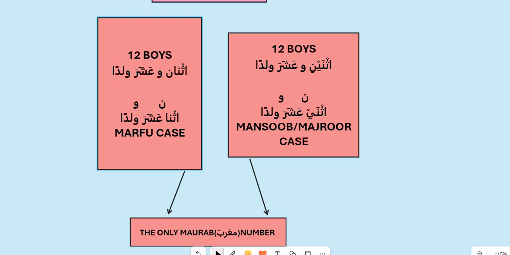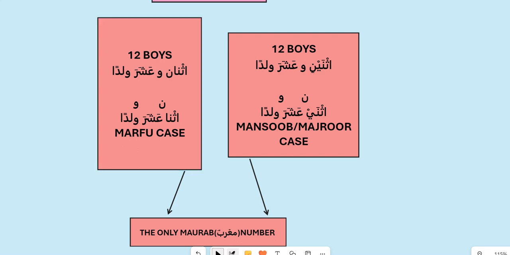And as you can see, the gender is the same. Ithnan, the gender of the number is male. The gender of this number 10 is male, and the tamiz is also male. So the gender remains the same since 11 and 12 share the same rule. But the original number is ithnan with the noon, waw, and ashara. But what is happening here?